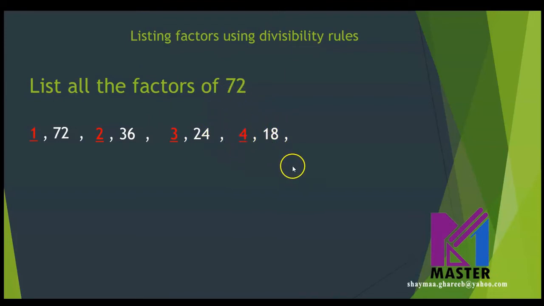After the 4, I will check the divisibility of 5. Is 72 divisible by 5? No, it does not end with 0 or 5. After 5, I will check the 6. Is 72 divisible by 6? Of course. Why? Because it is divisible by 2 and 3.